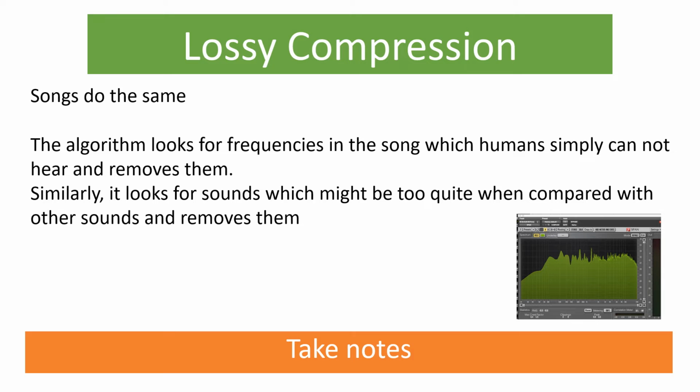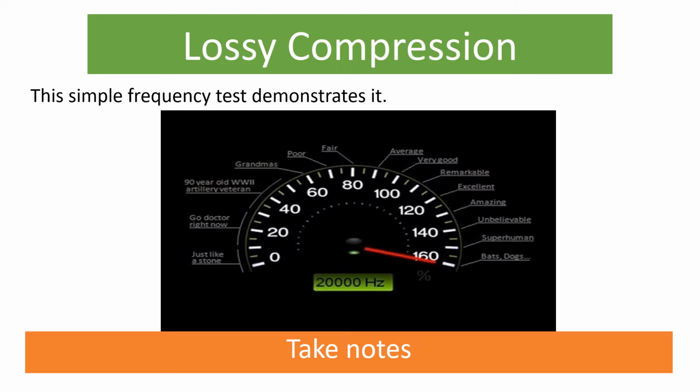Songs often do the same. The algorithm actually looks for frequencies in the song which only humans can hear and then removes them. It's similar for sounds as well, and images, where you don't need that data. You can see on the sound spectrum that actually certain frequencies are not needed in the song. So if you look at the different hertz, at the top of the range, you'd see bats and dogs can hear this sound, but unfortunately you can't. So we can remove that now.